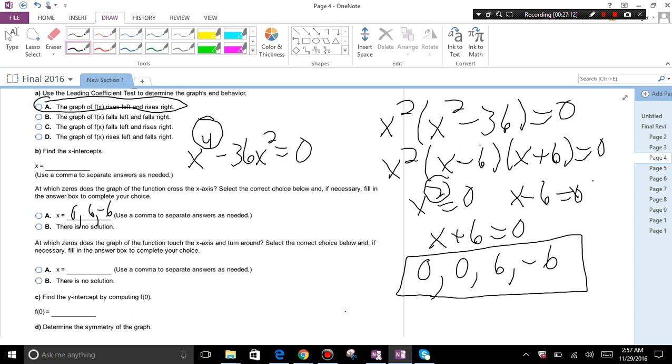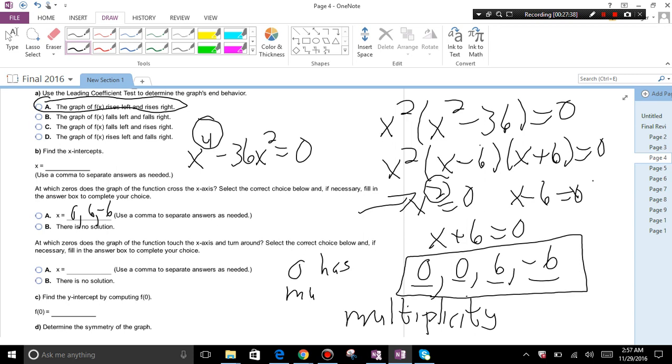And so when we talk about multiplicity, we're talking about how often does an answer appear. Okay, and here is the rule. So the multiplicity of 0 is 2. 0 has multiplicity 2 because it appears twice, and it's because that was a 2. 6 has multiplicity 1 because it appears only one time, and negative 6, it has multiplicity 1 because it appears only one time.